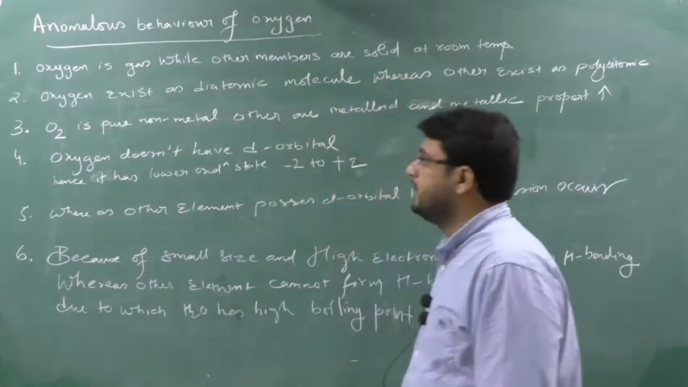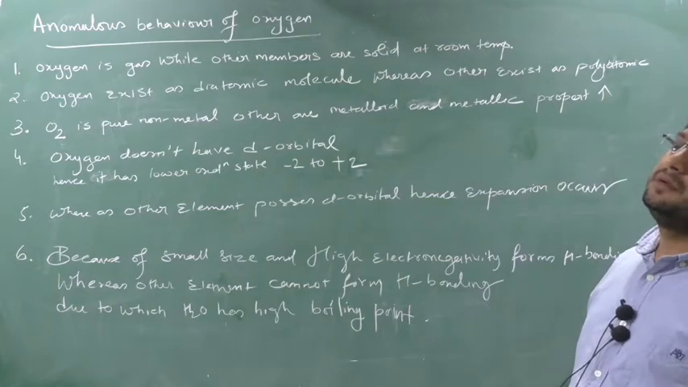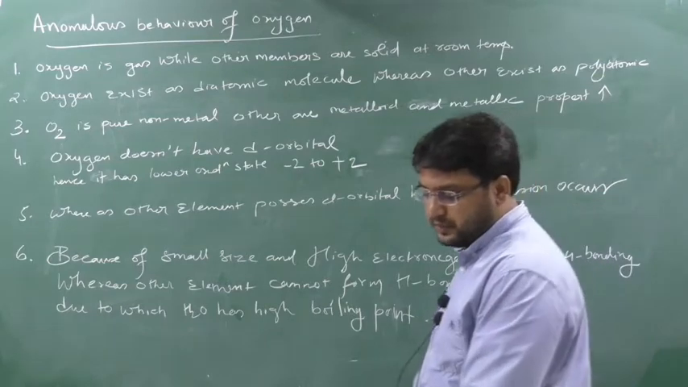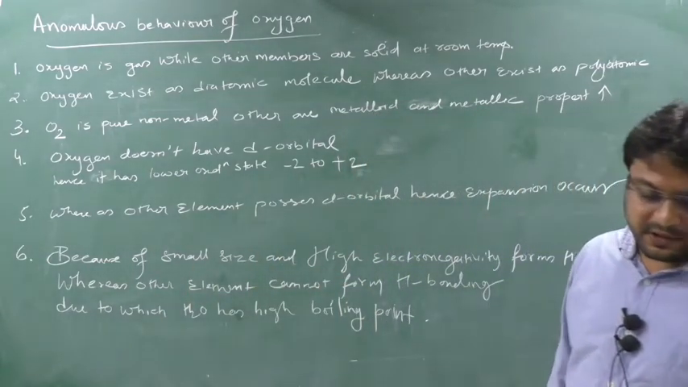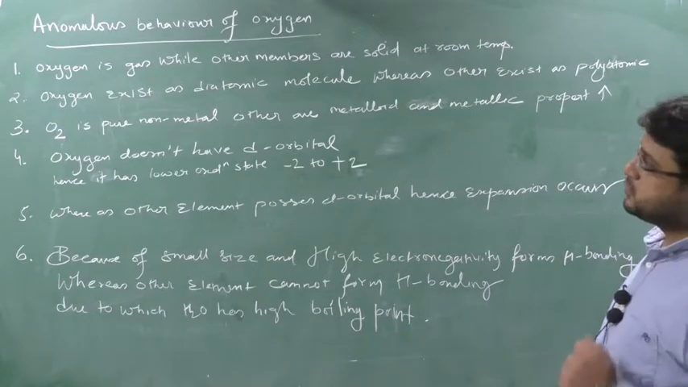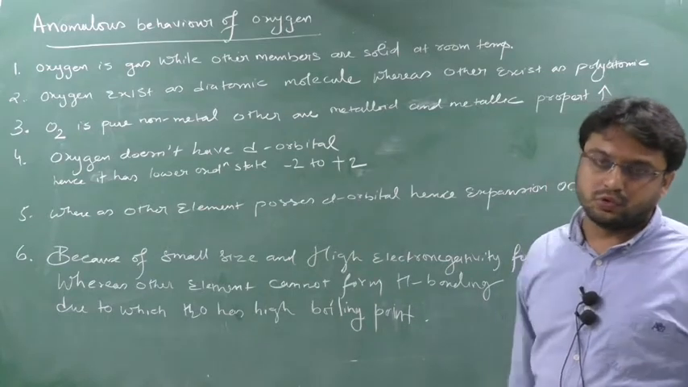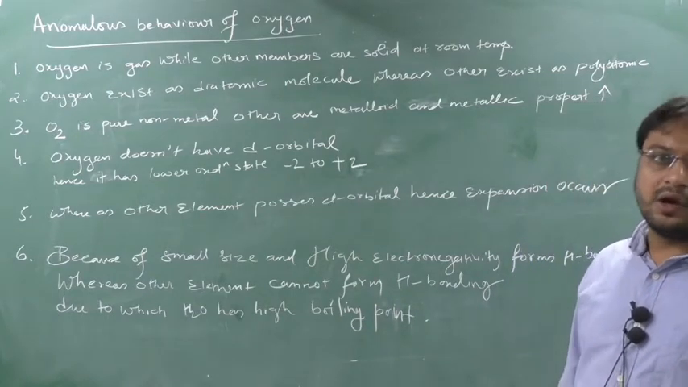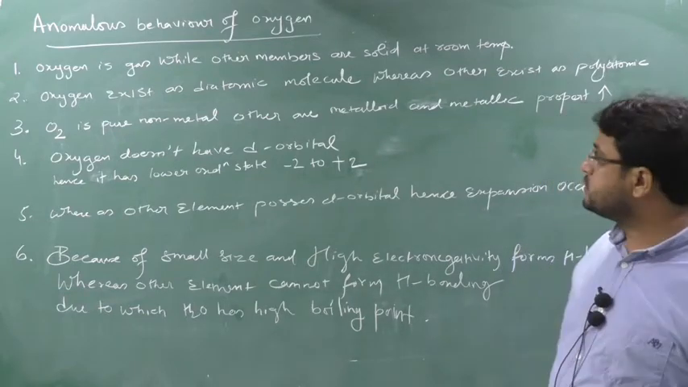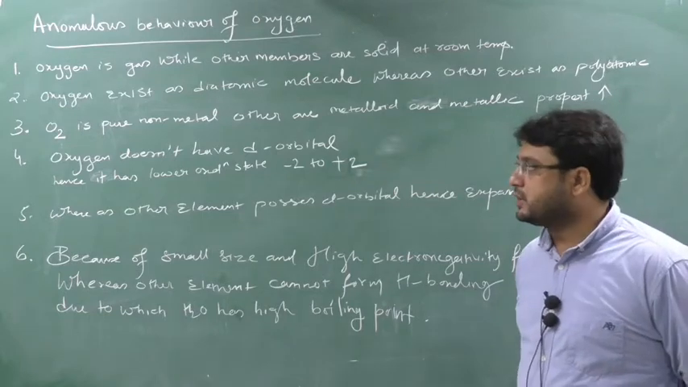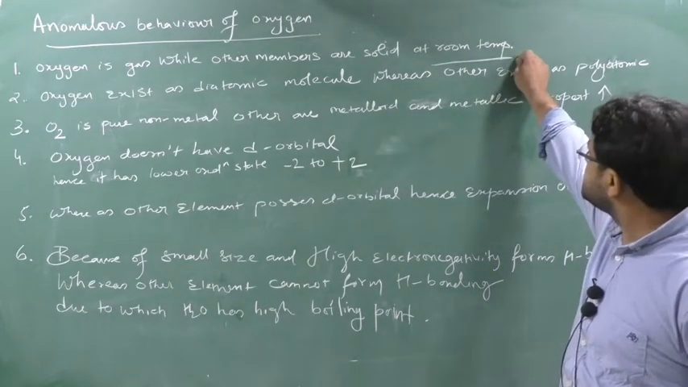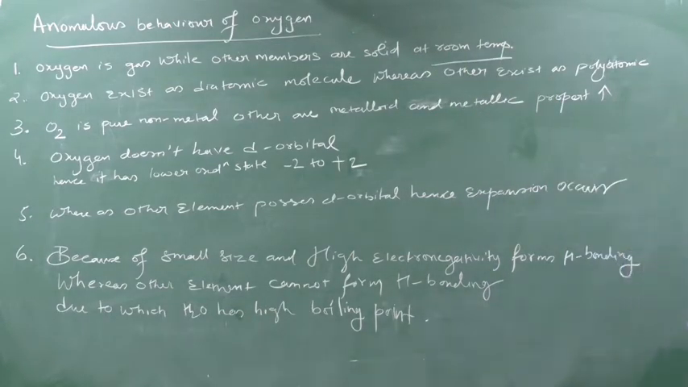Clear? See, anomalous behavior of oxygen means what? You know the word anomalous. Now you are in standard 12, so you would know anomalous means something different from the other elements in its own group. So first, oxygen is a gas, yes or no? O2, diatomic oxygen, is a gas, whereas all the others are solids. You take sulfur, selenium, tellurium, these are all solids. So the first point says that oxygen is a gas while the others are solid at room temperature. Yes or no? The last part is very important, at room temperature, because you know oxygen can be liquefied.